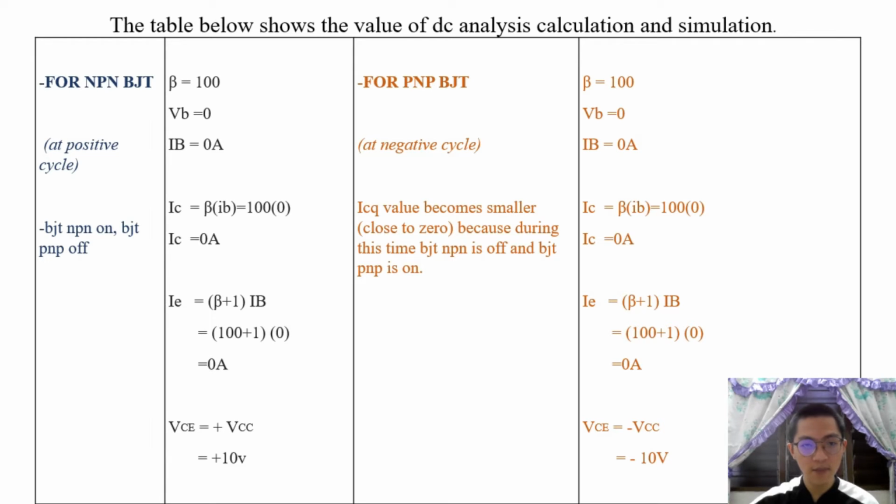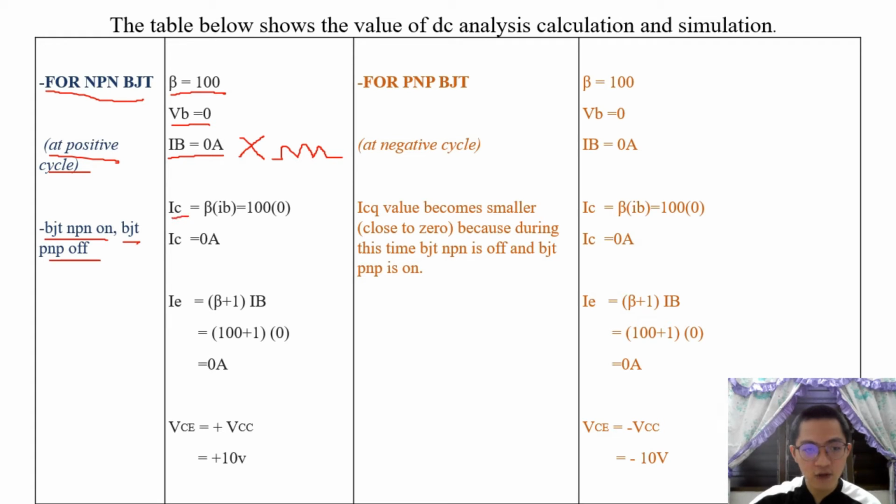In this slide, the table below shows the values of DC analysis calculation and simulation. For NPN BJT, the positive cycle will perform in our waveform, which is when the BJT NPN is on and the BJT PNP is off. We set the NPN BJT beta value to 100, and VB, the voltage base, is 0, and IB is 0 ampere because we have no resistor in our circuit.